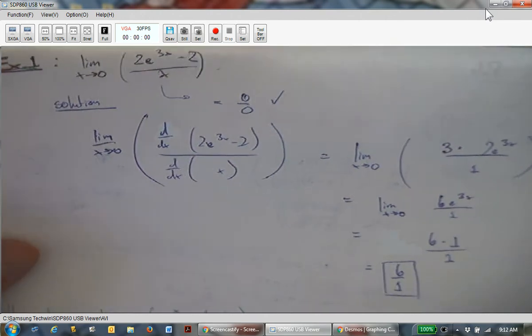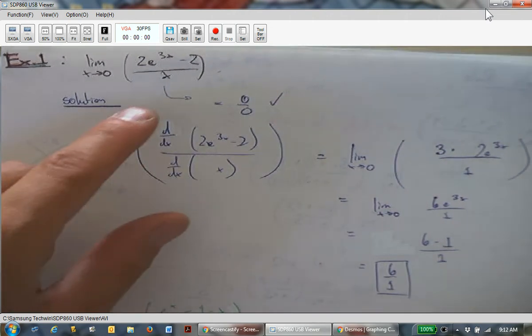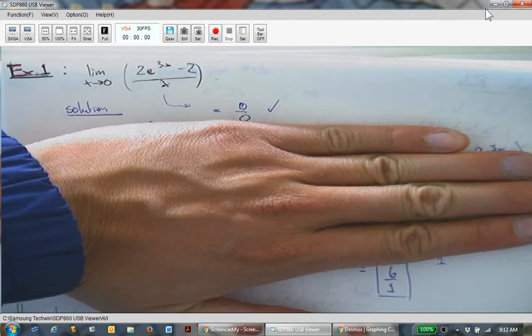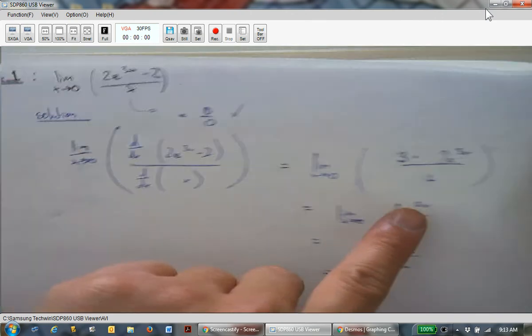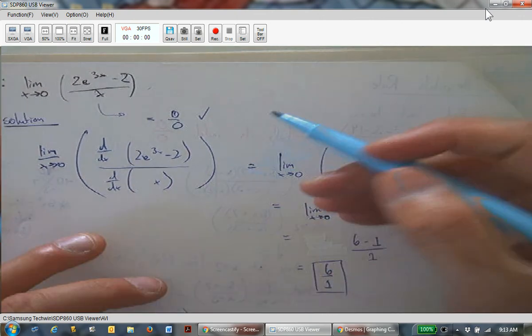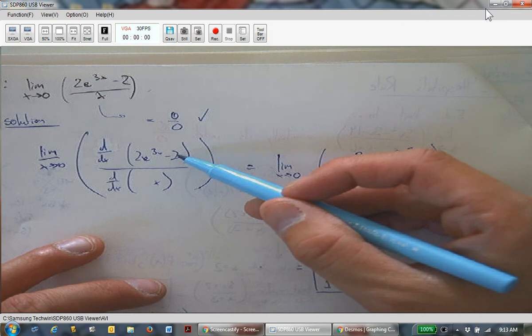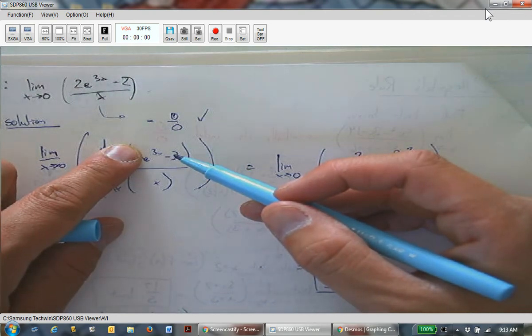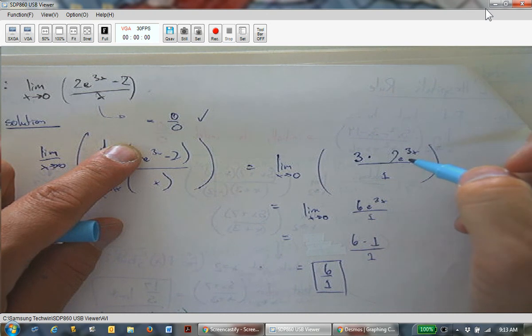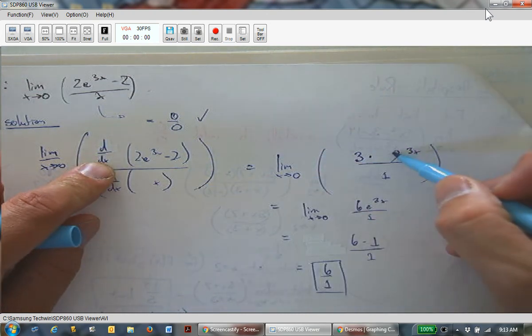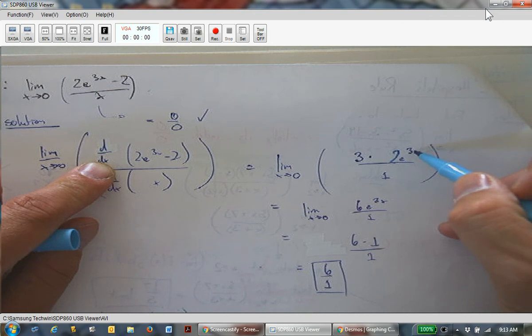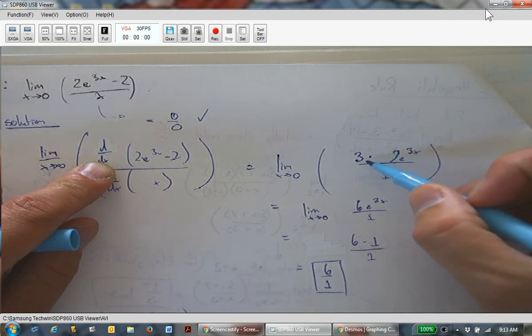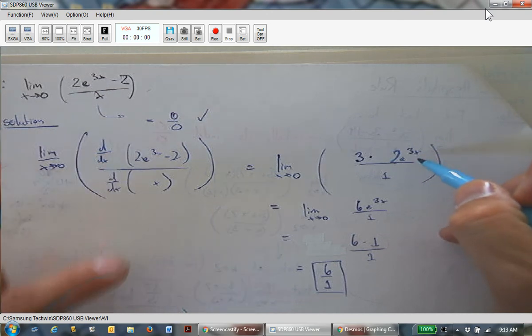All right, so there we are. If you initially plugged it in, you got 0 over 0. That is indeterminate, so I took the derivative of the top and the bottom. This part is a little bit tricky: the derivative of the constant minus 2 is 0. The derivative of e to anything is itself. The 2 is a constant that stays there, but then you have to enact the chain rule because 3x is differentiable on its own, so we take the derivative of 3x, which is just 3. So you have 3 times 2 times e to the 3x power.